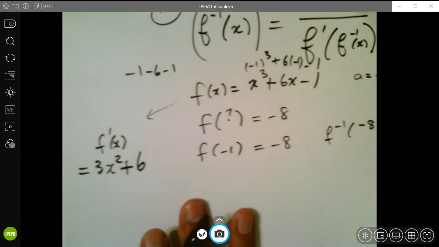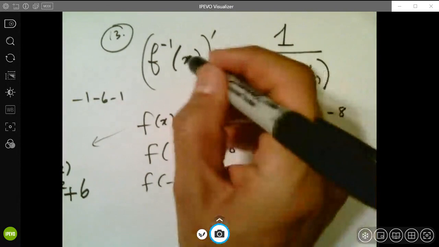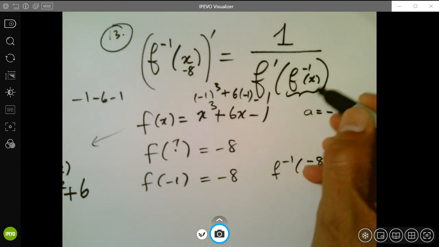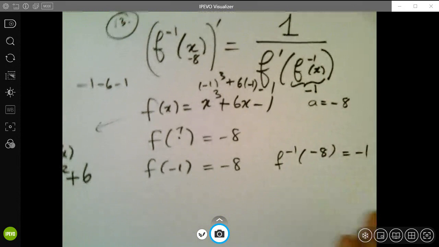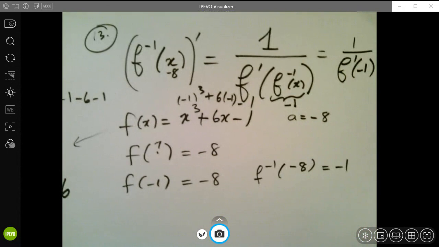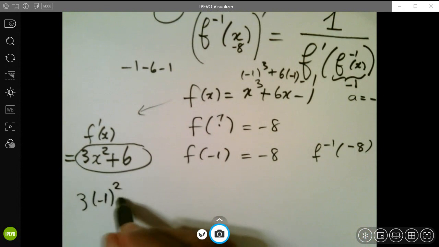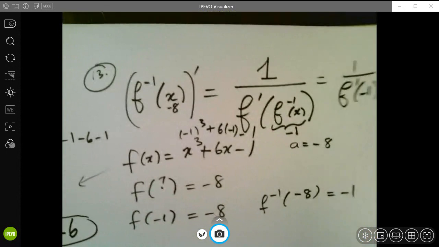Now, what do we have here? If this is negative 8, this one will be negative 1. So I will get 1 over f prime of negative 1. And what is f prime of negative 1? You use 3 times negative 1 squared plus 6, which is 9. So then it will be 1 over 9.